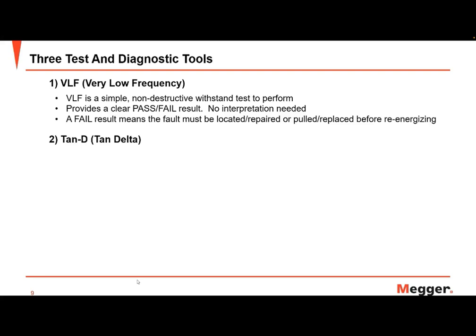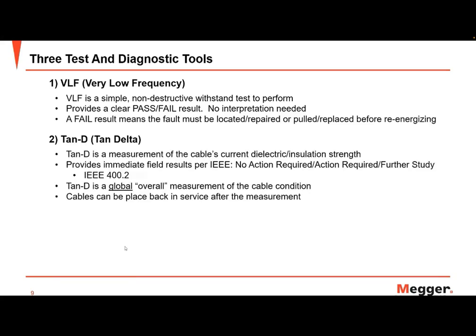Now, another valuable tool is tan delta here. And tan delta is a measurement of the cable's insulation or dielectric strength. This is an integral measurement, and what that means is it's a global measurement. So if we think back to the failure mechanism slide and we think of the global issues, this is a measurement that will help us to understand if there's the presence of water trees or cellulose degradation, and give us really the overall condition assessment of that cable insulation. And through the IEEE 400.2, we can actually get immediate field results as to whether or not there needs to be action taken: action required, no action required, or even further study of the cable. And tan delta is a non-destructive measurement, it won't stress your cable. So once the cable is confirmed to pass or has a confirmed good measurement, the cable can be put back in service with peace of mind.